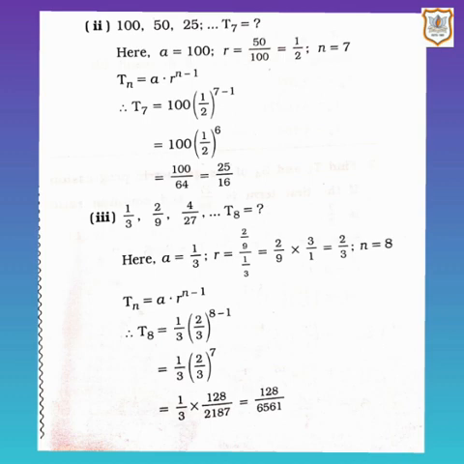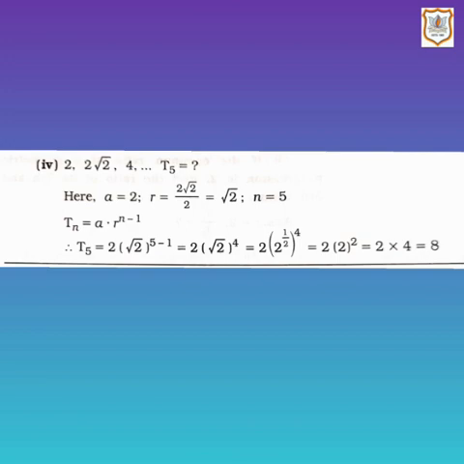Let's solve the fourth sum. So here is the fourth sum, 2 multiplied by root 2, then 4 and we have to find here the 5th term. So the first term will be A and R can be taken out, 2 root 2 divided by 2. So 2 and 2 will be cancelled, what remains is root 2 and N is 5. So we have taken out the value of R and we already have A and N. So we'll put the values in the formula.